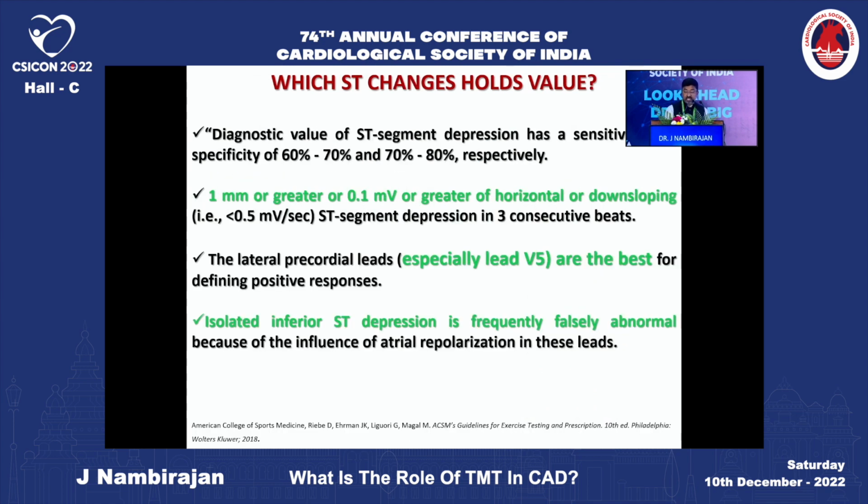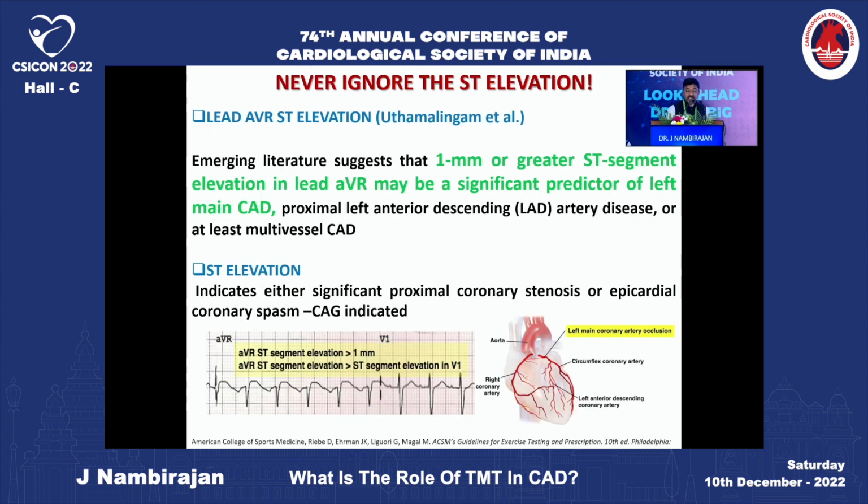And the diagnostic value of ST segment depression has a sensitivity of 60 to 70 and a specificity of 70 to 80 respectively. Any 1 millimeter or greater horizontal or down sloping depression, especially in the lateral precordial leads, is the best defining positive response. Isolated inferior ST segment changes are not accountable for coronary artery disease. So this is another neglected area like your routine ECG. The lead aVR ST elevation of 1 millimeter or greater is an important predictor of a significant left main disease, proximal LAD disease or a multivessel disease. It also indicates coronary spasm and CAG is indicated.